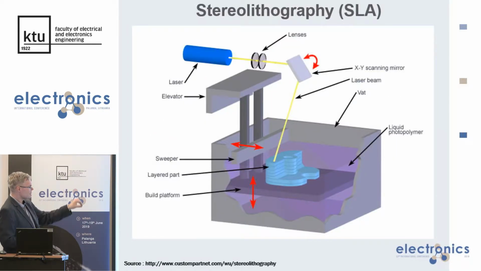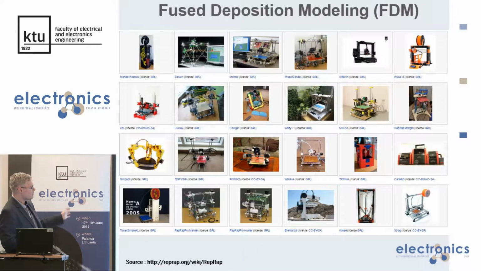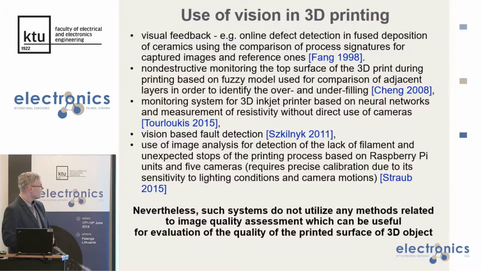Stereolithography, also based on the laser and the liquid, which hardens according to the laser light. And the most popular, fused deposition modeling. If you buy a roll of filament, you can melt it and form it according to the motion of the nozzle, layer by layer, in different structures. You can buy a lot of printers on GPL licenses. It's not very expensive, sometimes $100, $200, $300. It's not a very expensive thing.